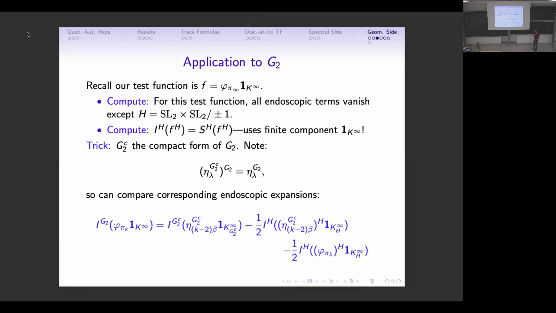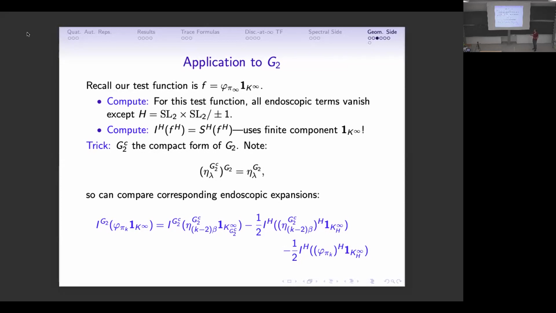And then you can just play around, do some very quick substitution, like solving linear equations, and you can compare endoscopic expansions. You substitute this SH equals IH thing. And what you get is that IG2 of the pseudo coefficient with this thing away from infinity, you get an IG2 on the compact form, and you're subtracting IHs on this SL2 cross SL2 mod plus or minus 1. And so this is the exact formula that endoscopy gives us.